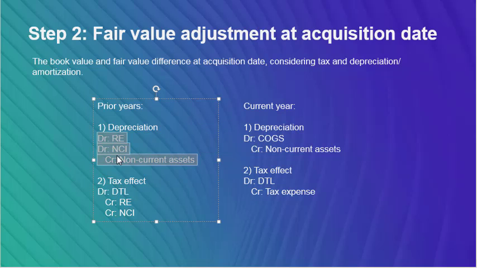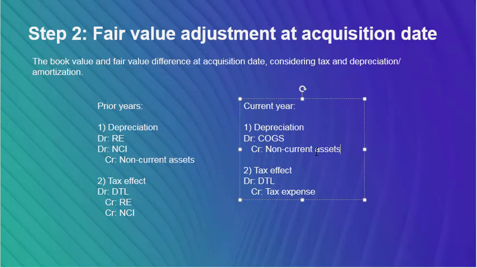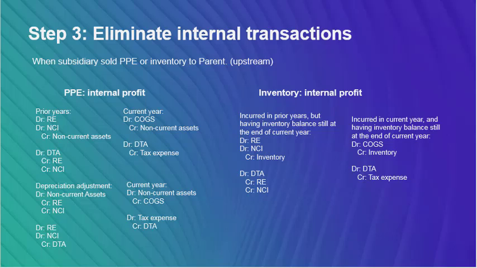So before the beginning of this year, you have this is the depreciation prior this year, okay, and then this is the tax effect relates to the depreciation. And this year we have one more year depreciation and then the tax effect. Okay, so this is pretty much straightforward about the historical revaluation increase of your asset. Okay, and then we're gonna eliminate internal transactions.